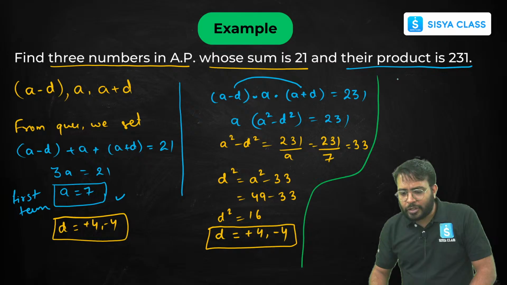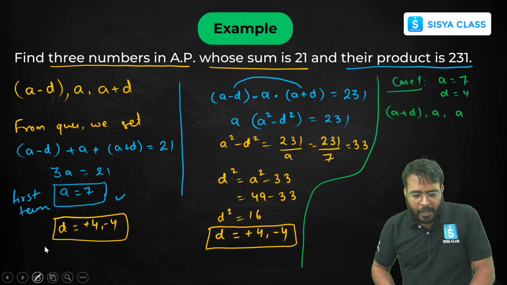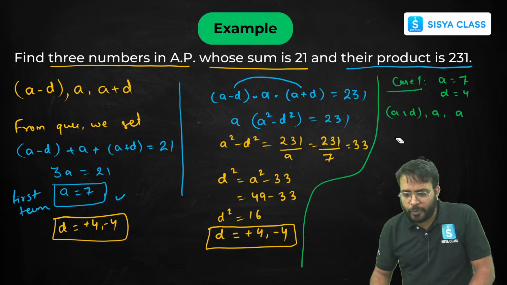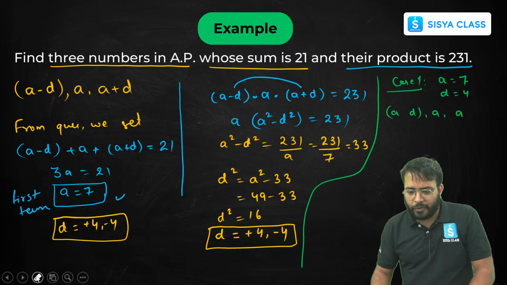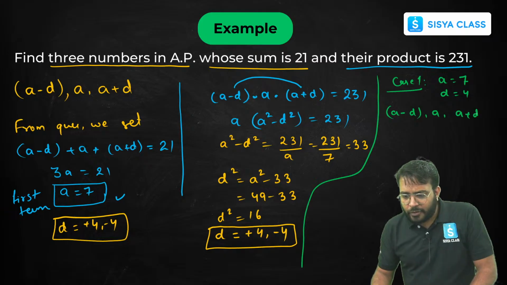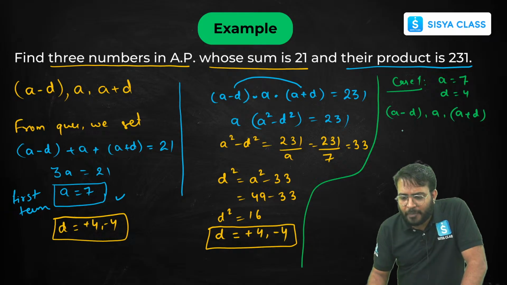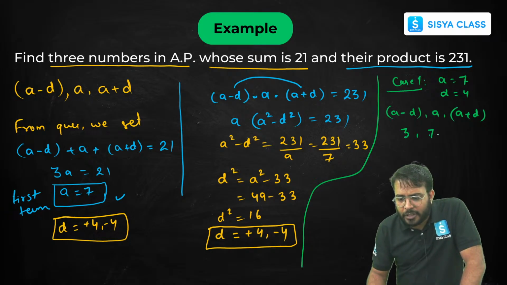In the first case, case 1, when your a is 7 and d is plus 4, what is going to be your a minus d, a and a plus d? Substitute a and d: 7 minus 4, you are going to get 3, a means 7, and a plus d means 11.